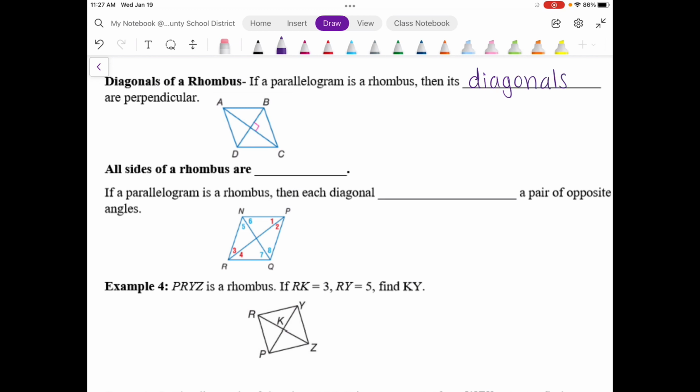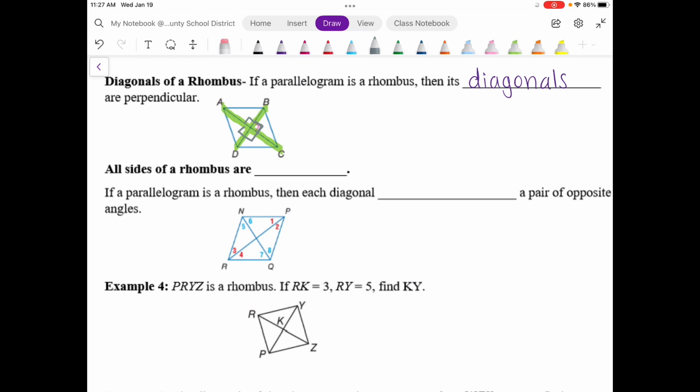So we talked about parallelograms and some of their properties, but what makes a rhombus special is that these diagonals, which are the lines that are going across, are going to intersect at 90-degree angles. So this is a 90-degree angle here, and we can do the same all the way around. So all four of those intersections are going to be 90-degree angles.